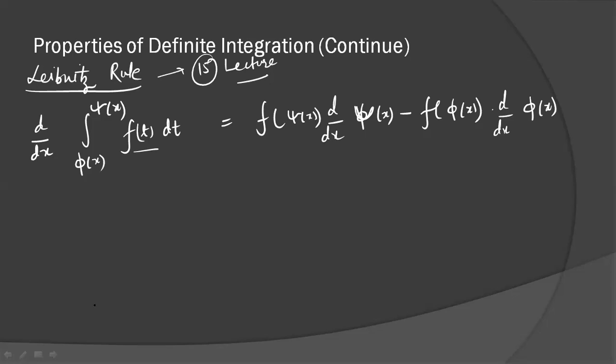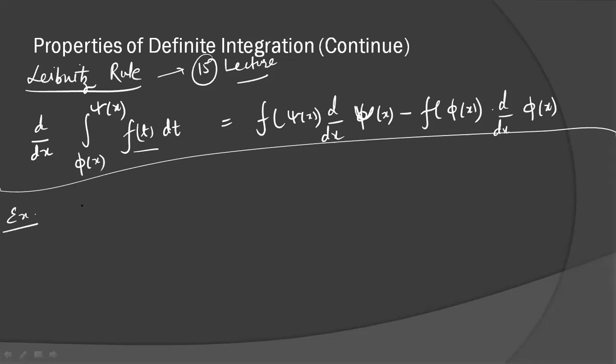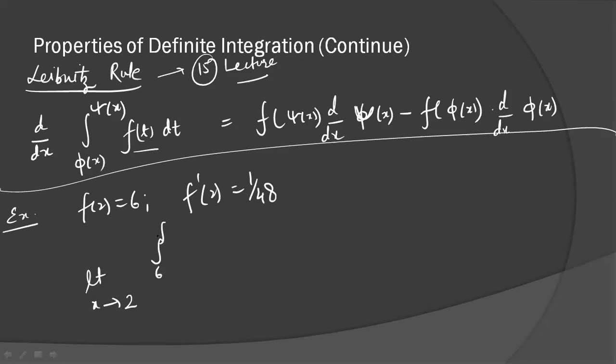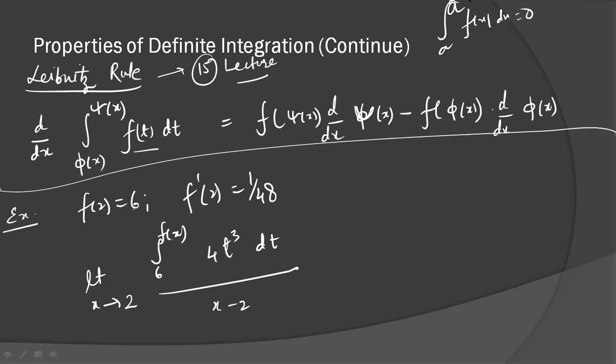I am discussing one problem based on the Leibniz rule. Example is, let f2 is equal to 6, f dash 2 is equal to 1 by 48, then evaluate limit x tending to 2, integral from 6 to f x of 4t cube dt over x minus 2. If you put x equal to 2, it will be f2, and f2 is 6. So 6 to 6, if you have lower and upper limit same, the integral is always 0. And at x equal to 2, it's a 0 by 0 case.